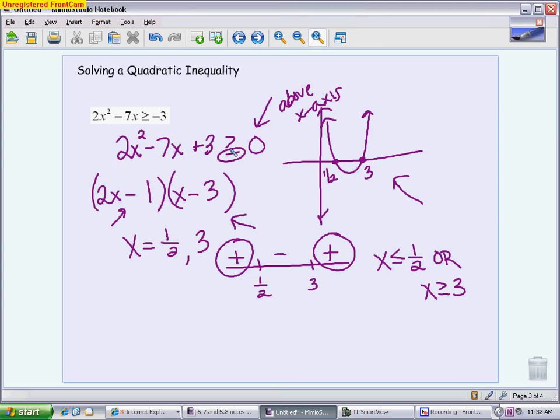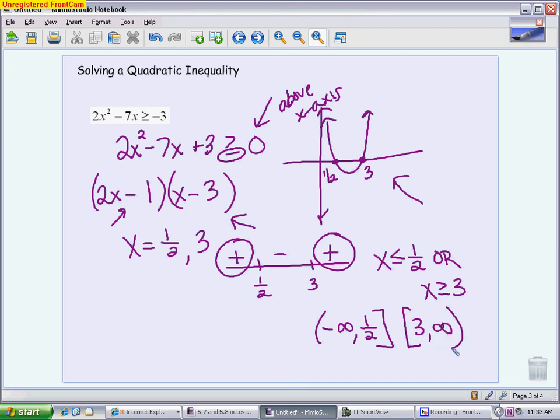We can say that my parabola is above the x-axis whenever x is less than or equal to 1/2, or 3 or larger. Another way to write that is in more of an interval notation. We can say from negative infinity to 1/2, and I use brackets because I'm counting that number. That's why I use a bracket instead of parentheses. And from 3 to infinity.